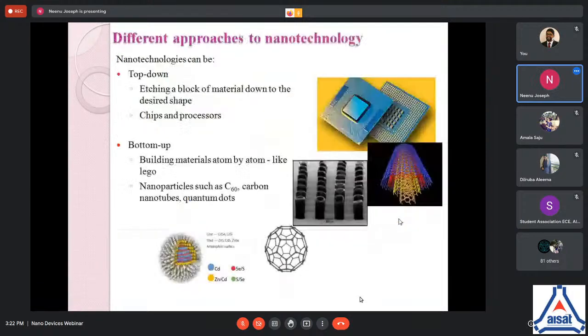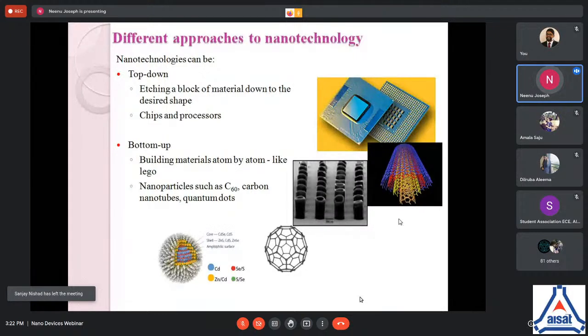These are the pictures. As said earlier, the same as in the nanomaterials, there is the top-down approach and bottom-up approach. In the top-down approach, etching a block of material down to the desired shape, like chips and processes. Bottom-up approach, building materials atom by atom like Lego. Example, nanoparticles such as C60. This is the C60 buckyball, and it is also called fullerene, for the nanotubes or quantum dots.